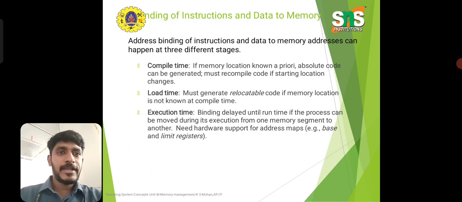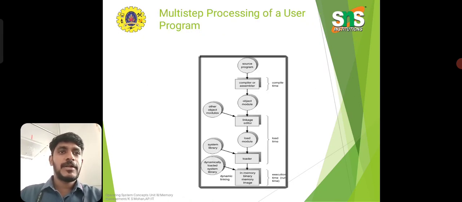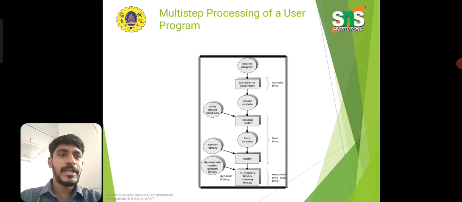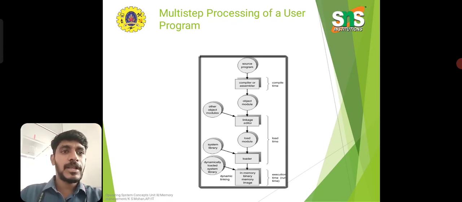At compile time, if the memory location is known beforehand, absolute code can be generated. The load time and the execution time can have different kinds of processes. So compile time, load time, and execution time. In the multi-step process of a user program, we have a source program, compiler, assembler, object module, and then other things.